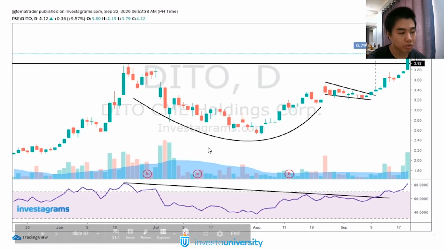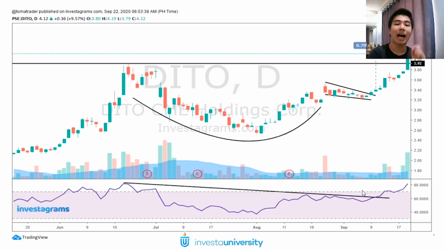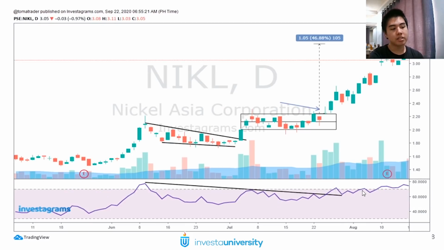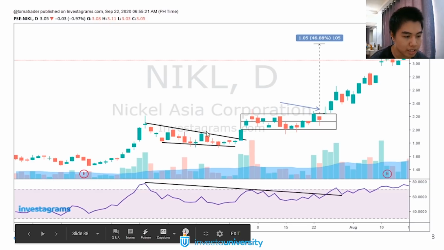sa price. So here we have a cup with handle, or ito cup, tapos falling wedge. Right, nung nag-breakout dito, you can check sa RSI. Wala pa sa 70, but nag-breakout din yung RSI sa downtrend line niya. And that can be added conviction for you to also buy the momentum play or the breakout play. Here's another example. We have nickel. Si nickel, let's say you missed on this breakout and then you're looking to buy it here.